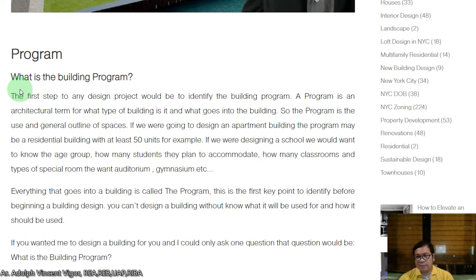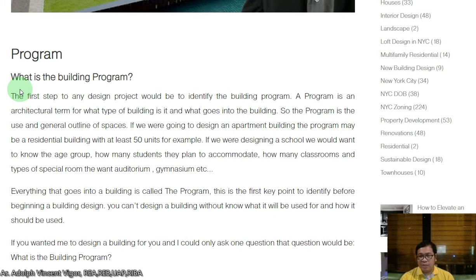So a lot of students make a mistake in doing their design by jumping into the floor plan right away without first building the program. Okay. So you do the program first, class, then the floor plan. Okay. This is one of the ways that you can make sure that the plan that you are doing is functional as well.